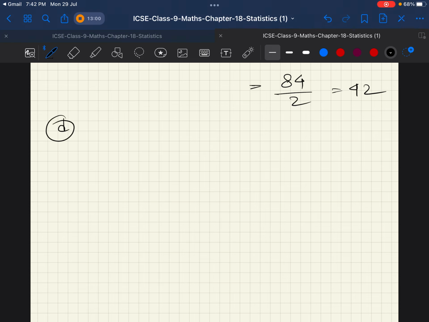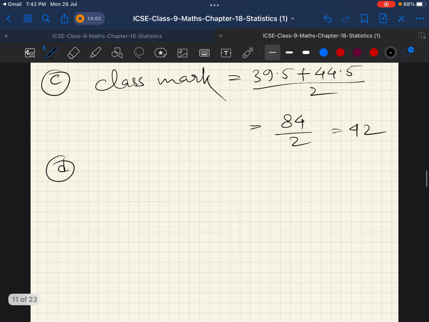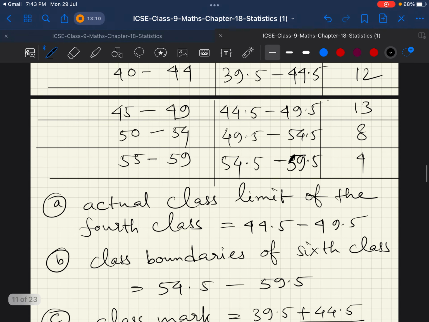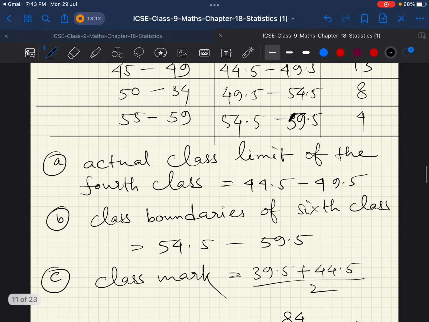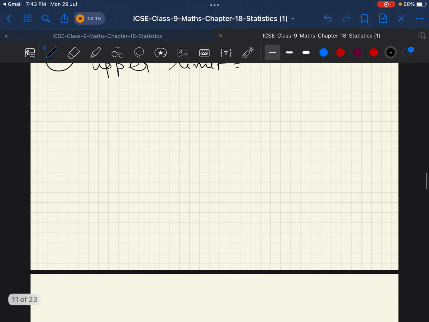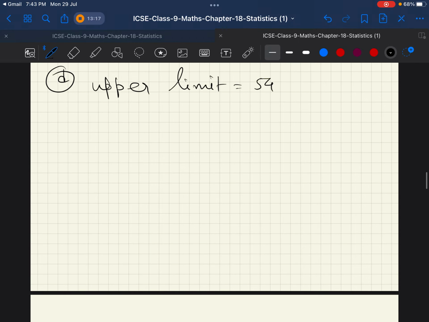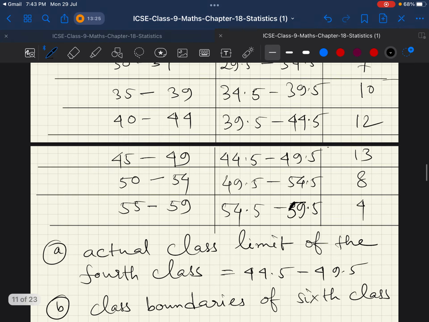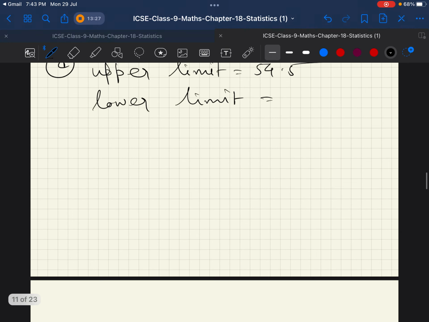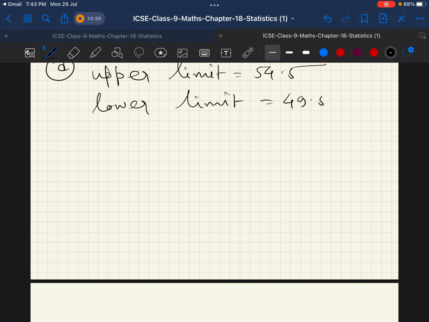Now question number D: upper and lower limits of the fifth class. The upper limit of the fifth class is 54.5 and the lower limit of the fifth class is 49.5. Now E, the size of the third class.